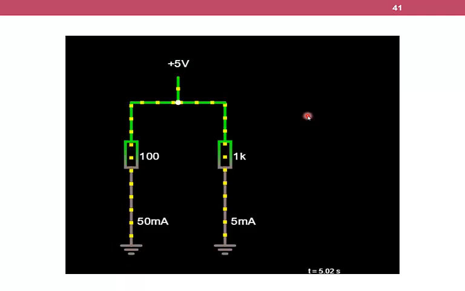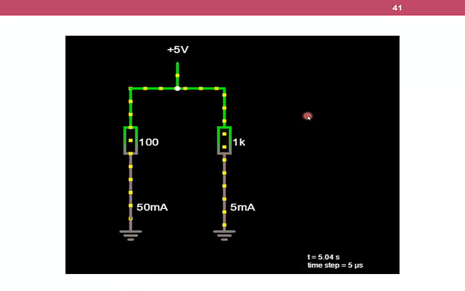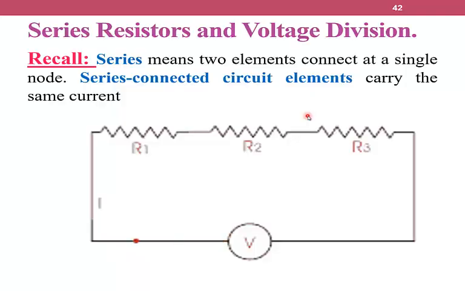Now we are going to explore another concept, which is voltage and current division. First we have series resistors and voltage division. Recall that series means two elements connect at the same node. Series connected circuit elements carry the same current, as you see here in the animation.